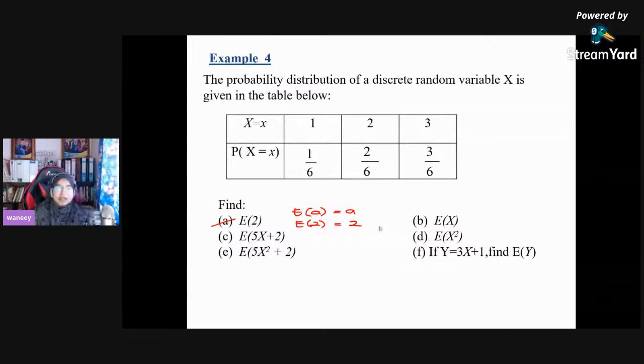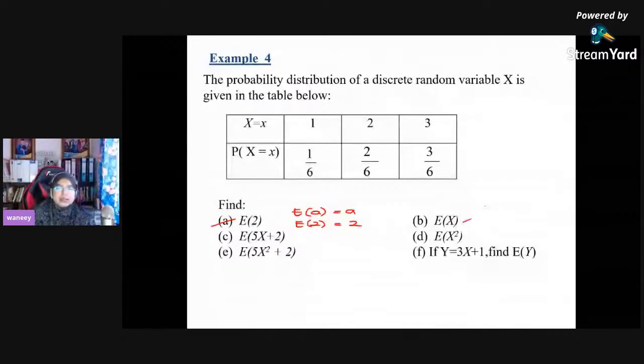And then please calculate for me what is expectation of x. Expectation of 5x plus 2, expectation of x squared, 5x squared plus 2, and then expectation of y. Okay, I'll give some time, about 5 minutes, for you to calculate everything and then let us check the answer later on. 5 minutes starting from now.